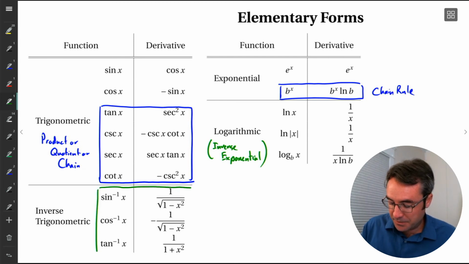So we get to make use of all these different techniques we've learned, all these differentiation techniques.